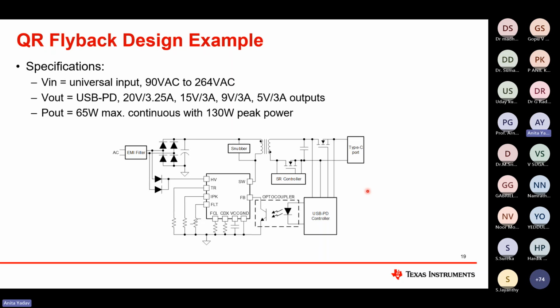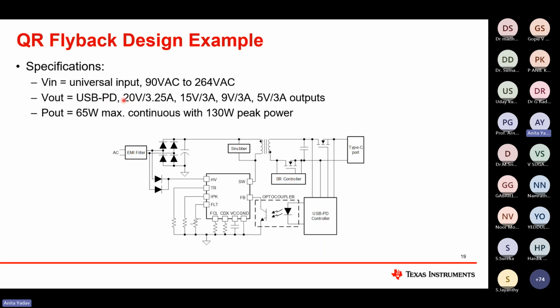So the flow is like this. We first define the spec. For example, here I have taken the specs: input voltage 90 volt AC to 264 volt AC, output voltage, it's a USB PD. So there is also an option with this part that we can go for the fixed layout circuit. So here I'm taking for the USB PD chargers 65 watt.